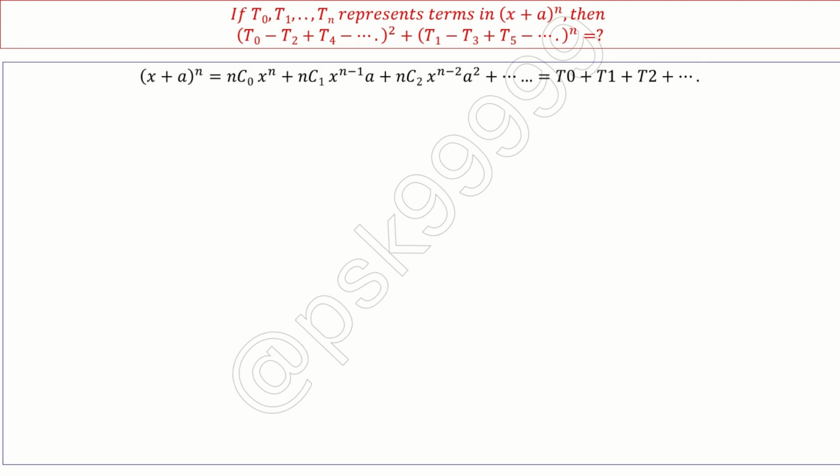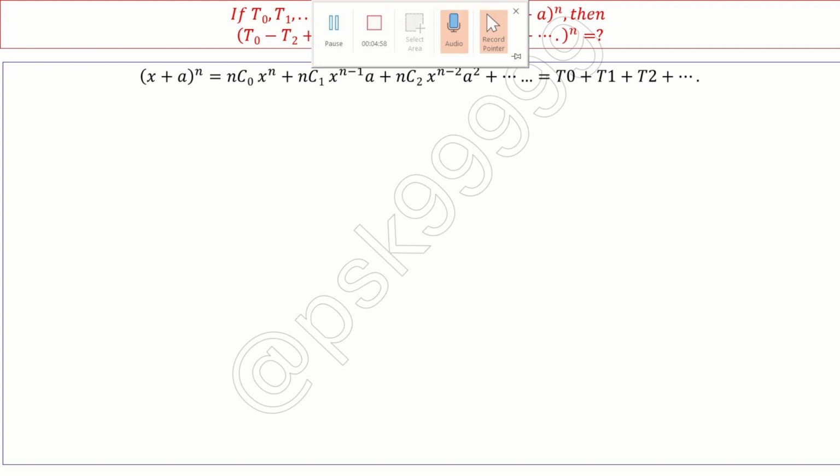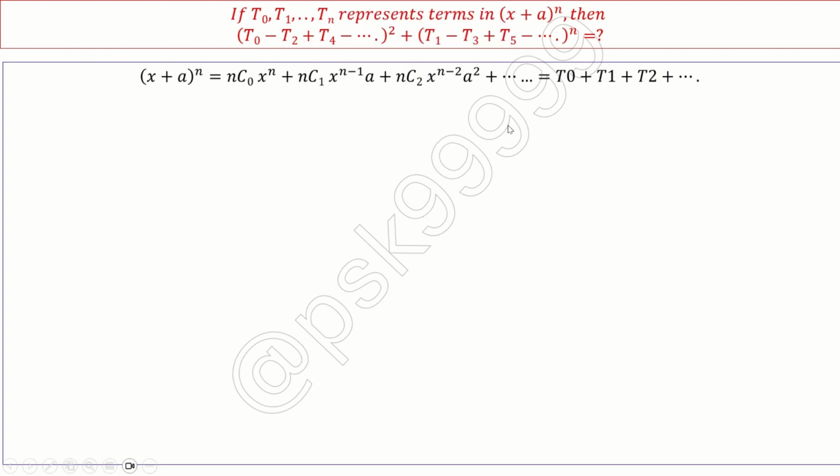Once you know this, (x plus a) to the power of n is equal to nc0 x to the power of n plus nc1 x to the power of n minus 1 a, and so on. These are the terms, right? T0, T1, T2, these are the terms. You remember these terms map to these terms. Now the given expression is very difficult. Whatever way you replace, you cannot get into that form so easily. You have to divide this into 2 groups.